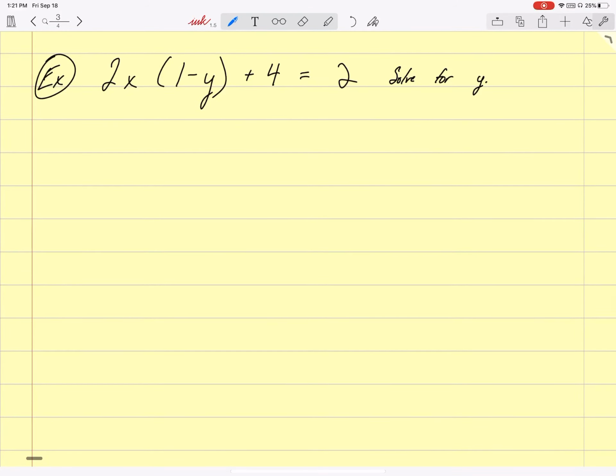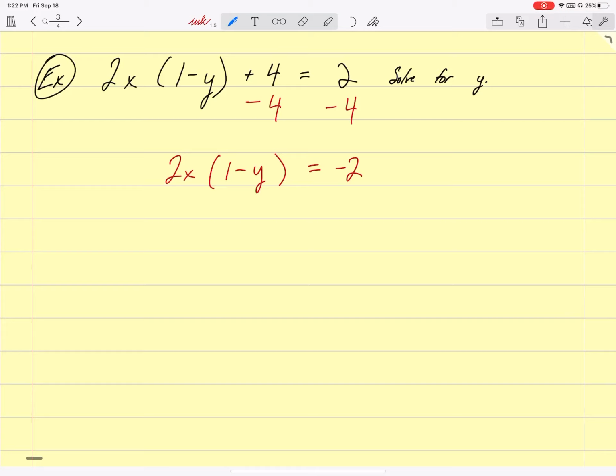Okay, so we'll just do this last one. And I encourage you to rewatch the videos. If you feel like it's going too fast, you can put the videos in half speed, double speed, whatever you want. So in this case, we're solving for y. So y is kind of embedded inside of this thing, so we need to get everything away from it. So we subtract 4. On the right, we get negative 2. On the left, we'd have 2x times 1 minus y.